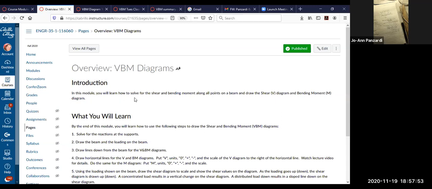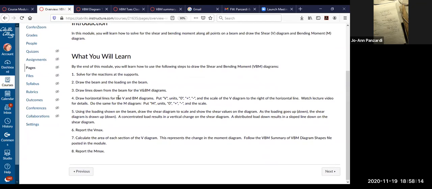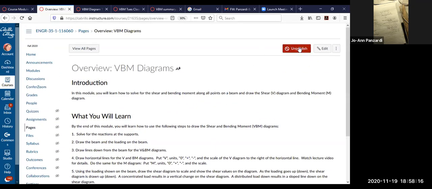In this module, you learn how to solve for the shear and bending moments along all points on a beam and draw the shear and bending moment diagram. Okay, you will learn how to use the following steps. So the first step, I need you to clarify whether you think this sounds good or not. Solve for the reactions of the supports. Then you draw the beam and the loading on the beam. And then you draw lines down, maybe I should say vertical. Hang on.